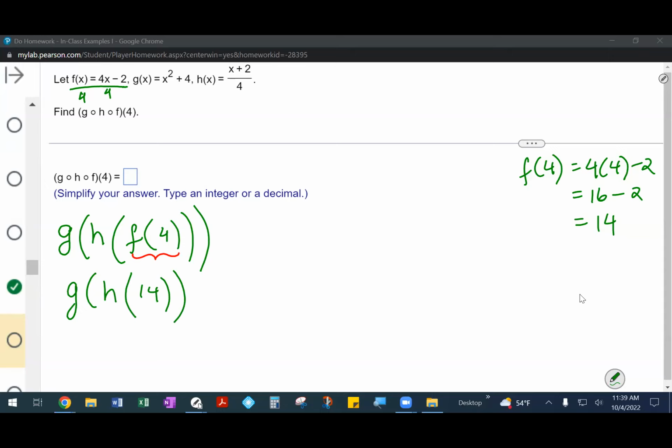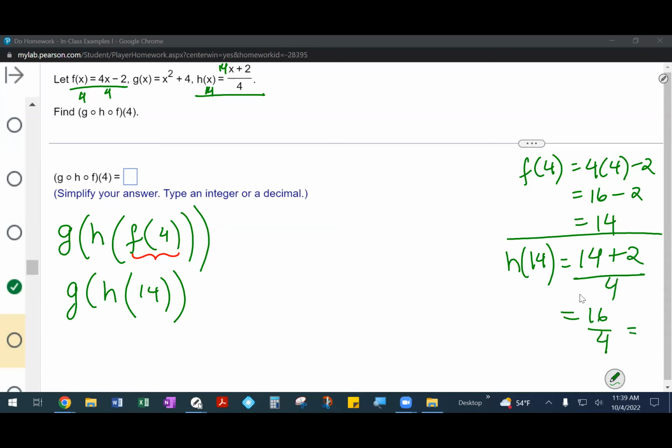Okay, which means we're done with the f function. Now you get into the h, right? So now you're going to be doing h at 14, which is this guy here. So replace your x value with 14. So what will that give us? Alrighty, so you are doing h of 14, which is 14 plus 2 divided by 4. Very nice. So 16 divided by 4 will give us 4.